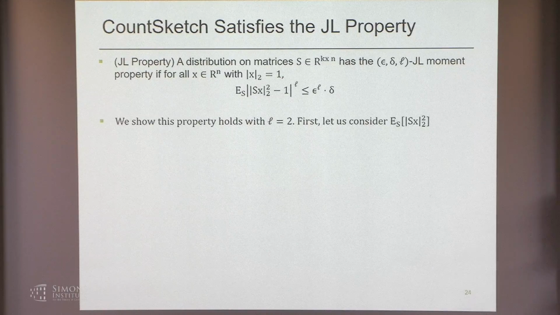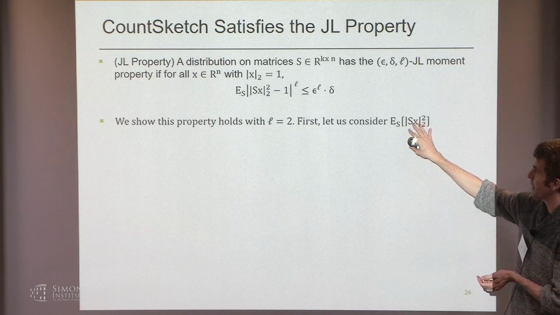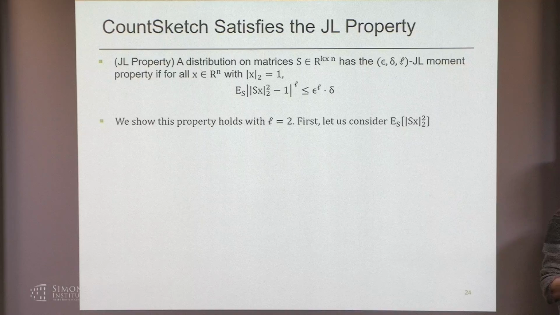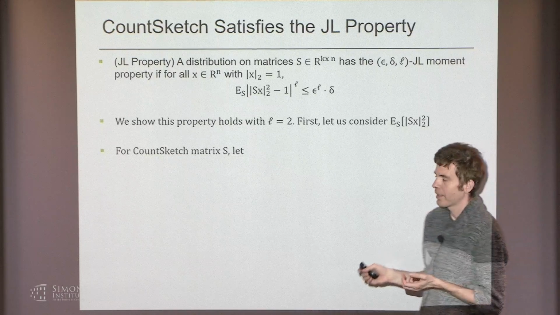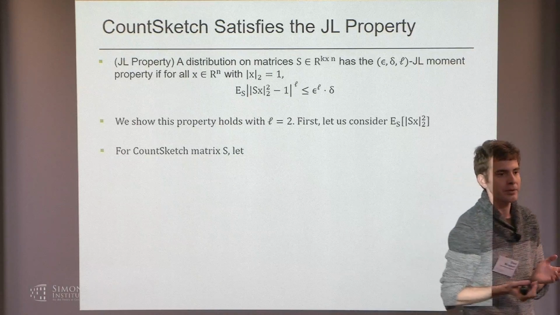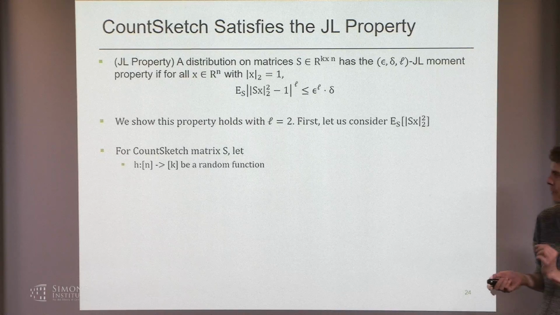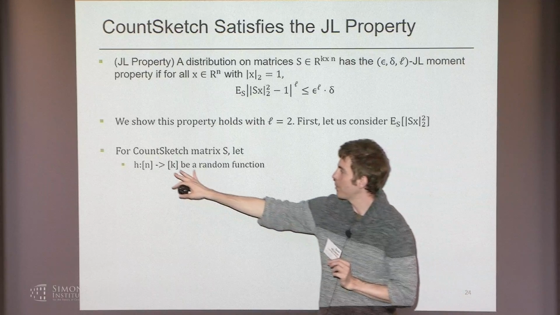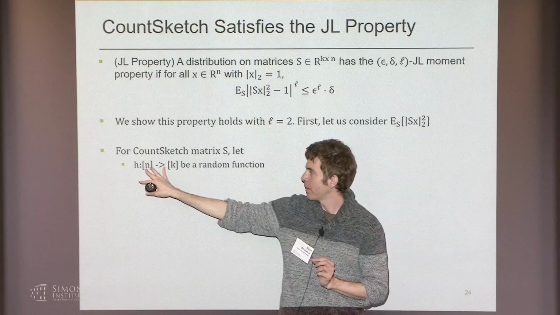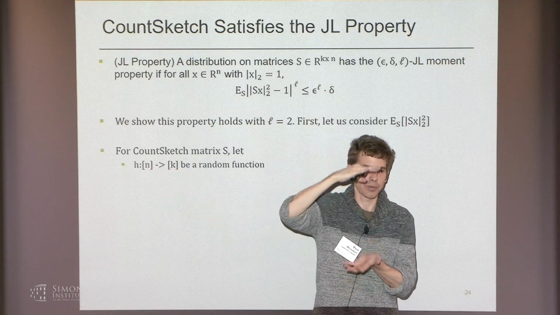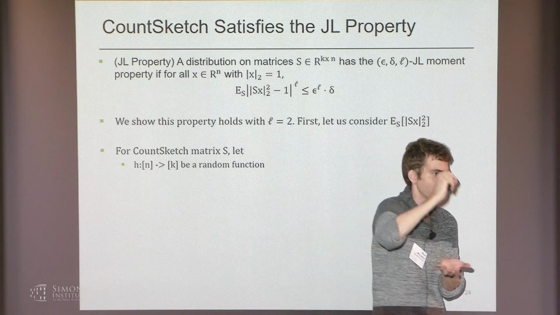So let's just go through this very quickly. Let's first just consider the expectation of the squared norm of Sx. Is it unbiased? So we want this to be 1, right? So for a CountSketch matrix S, it's convenient to parameterize it in terms of two things. One is a hash function h, which specifies for each column where the non-zero entry is. So it's a hash function from the n columns to the k rows, telling me where each non-zero entry is.